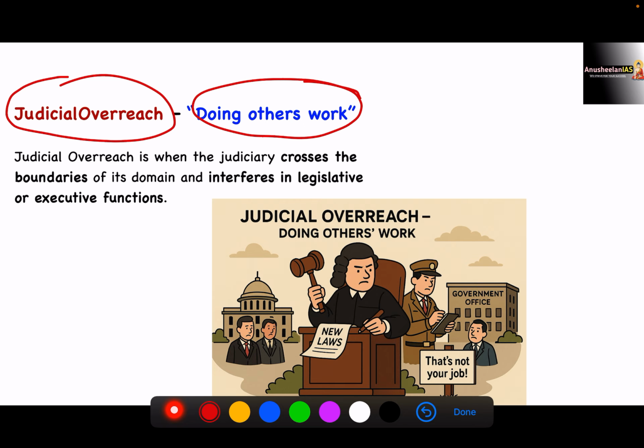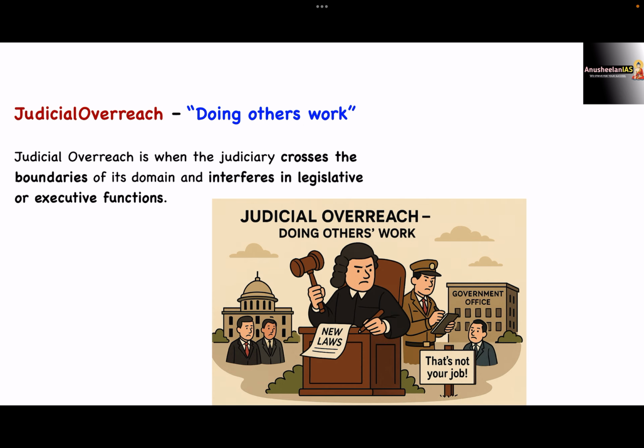In this picture, a judge is sitting in the chair writing new laws like parliament. Parliament makes laws, but here the judge is making laws, and he is also giving instructions to the officials. The parliament and the government people in the background are upset, and there is a signboard saying, that's not your job. Here the judge is doing others' job. This is the example of judicial overreach.